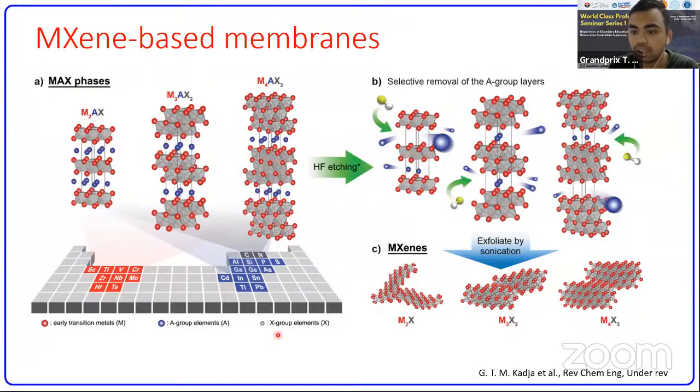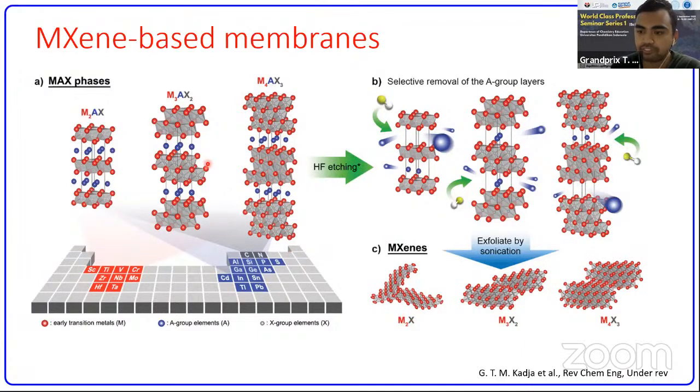So for example, we would have titanium aluminum carbide, or titanium aluminum nitride. So based on these 3 layers, if we etch the second layer, for example, we etch the aluminum using hydrofluoric acid, we could dissolve the second layer, and we could obtain the nanosheet based on the MX layers.